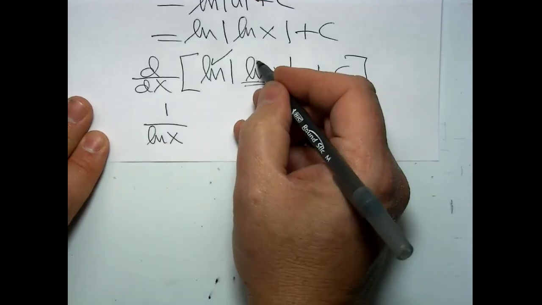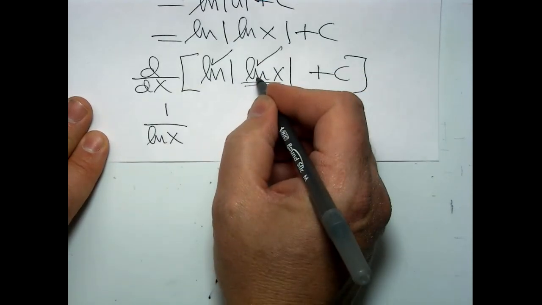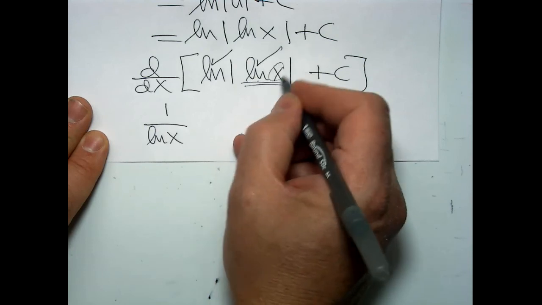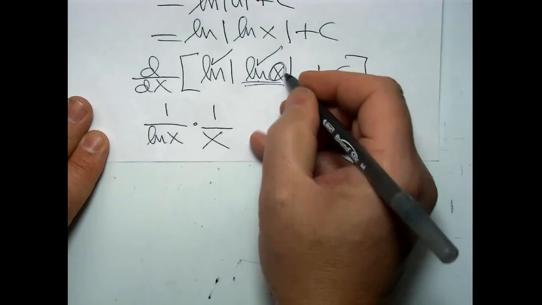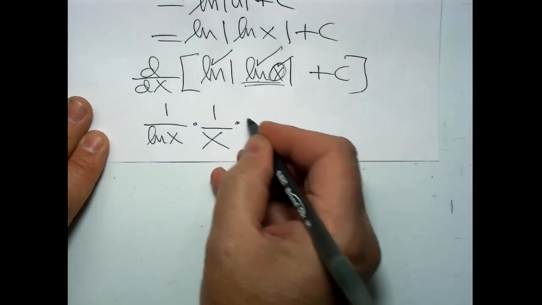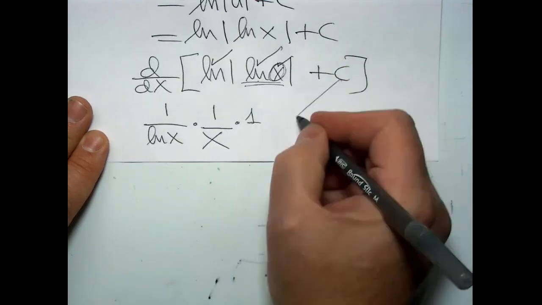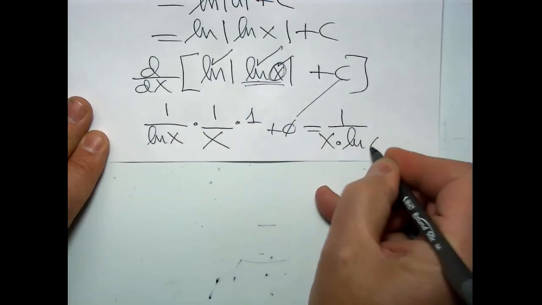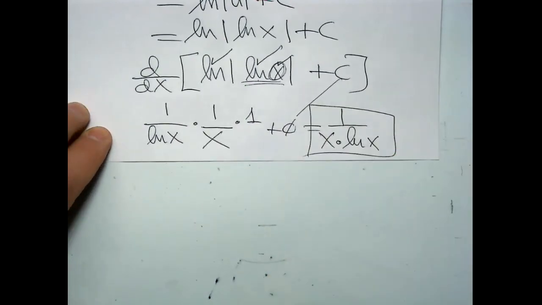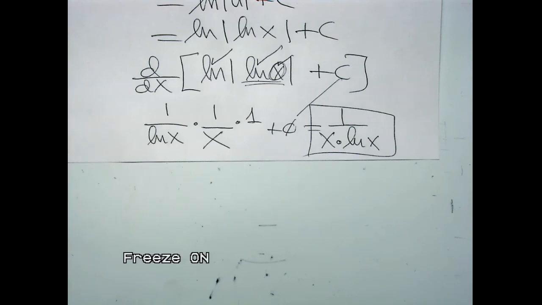Okay, move on. What's the derivative of this natural log? That's the next function in line. Isn't it the derivative of its own argument, which is 1 over x? And finally, the derivative of x is just 1. And this, of course, is plus 0. So look what we found. There's the original problem back. We found it.